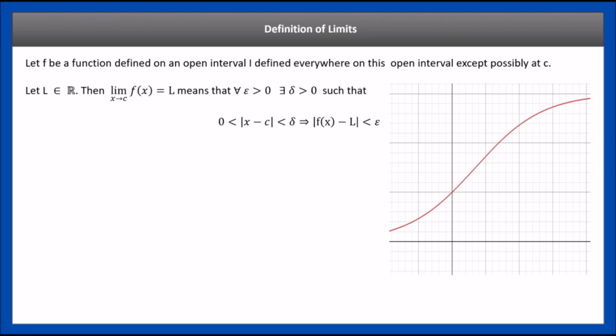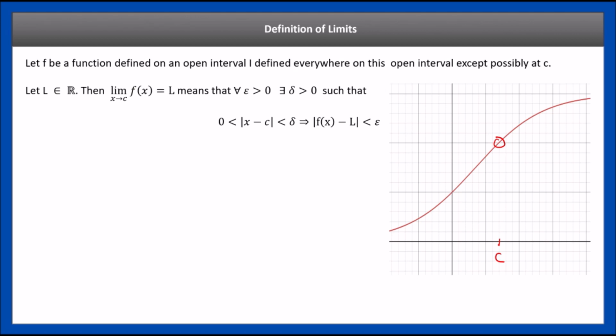So definition of a limit. Let f be a function defined on an open interval, defined everywhere on this open interval, except possibly at c. The reason why it doesn't have to be defined at c is because we're doing the limit as x approaches c. Okay, so for example, let's say this is our curve, and we are looking at this value, and we'll say that this value is a hole. Let's suppose that that value is a hole at x equals c.